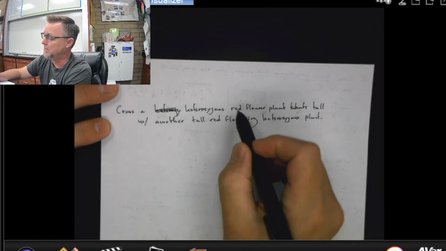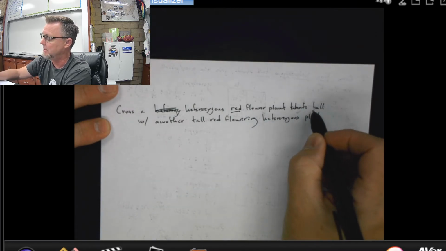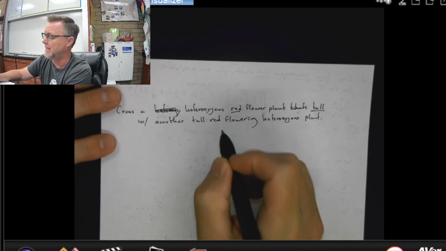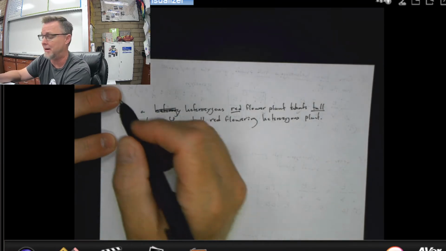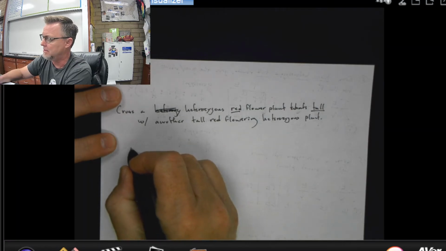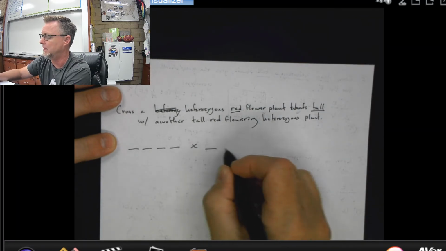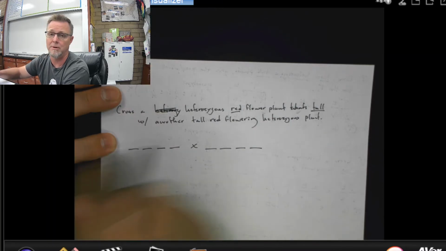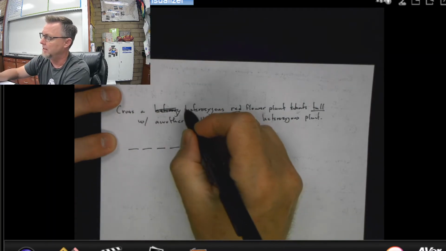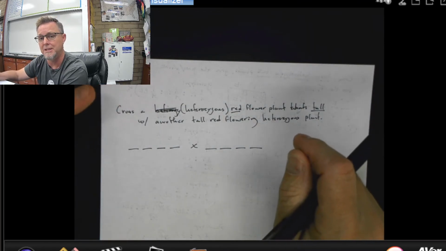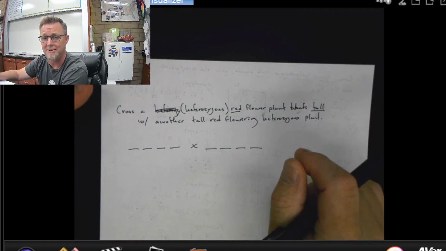Well, since we're talking about red flowers and height, that's 2 characteristics at the same time. So now instead of 2 blanks per parent, you need 4. So it's 1, 2, 3, 4 crossed with 1, 2, 3, 4. Okay? You're told they're heterozygous, so that means you need some combination of tall and lowercase alleles here.